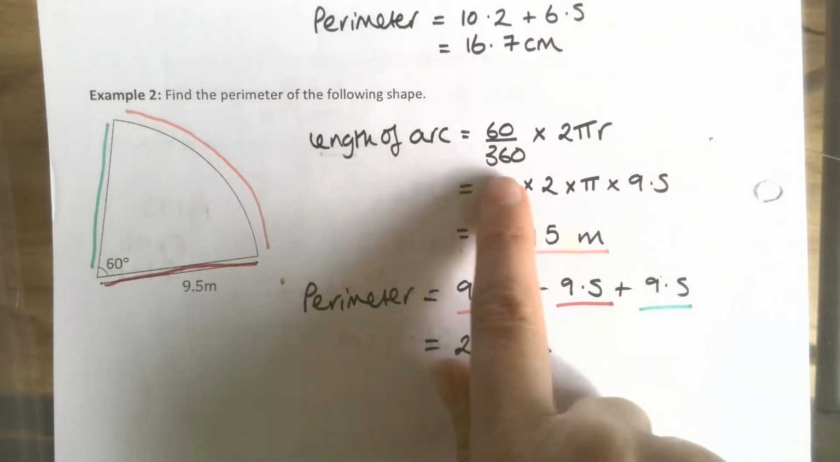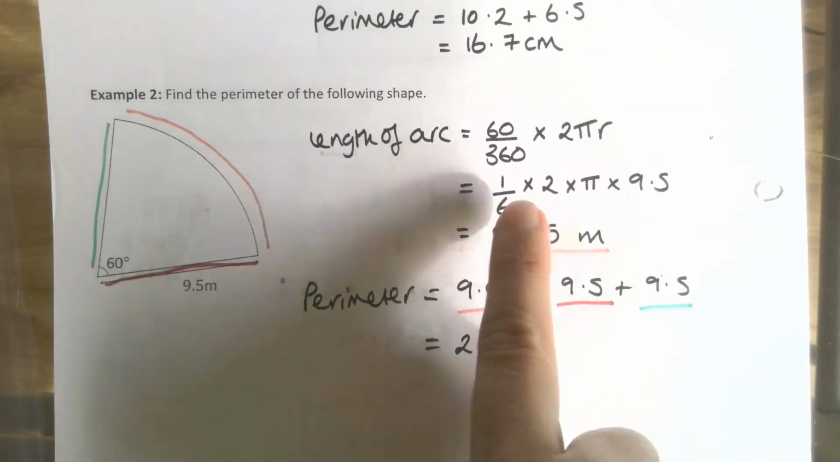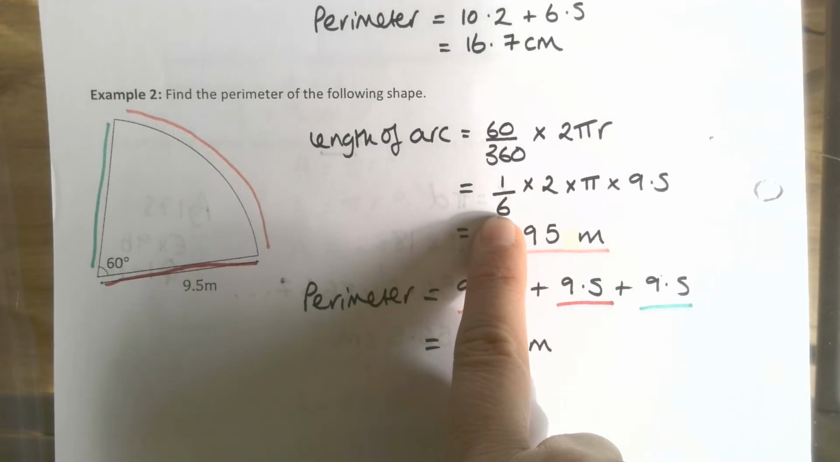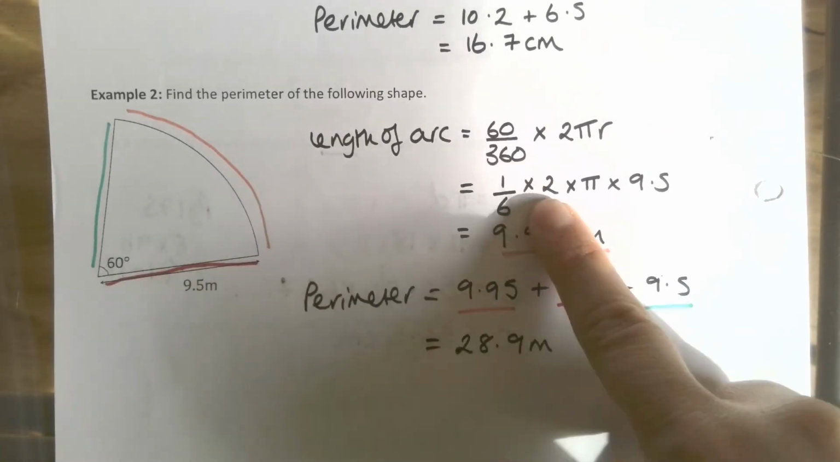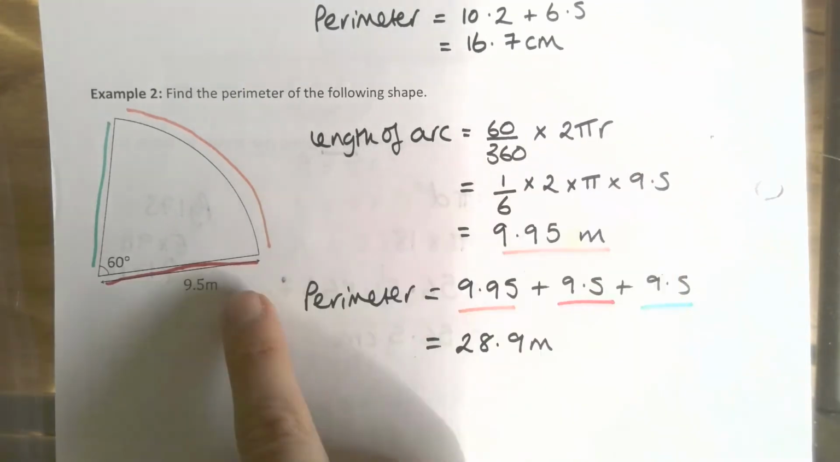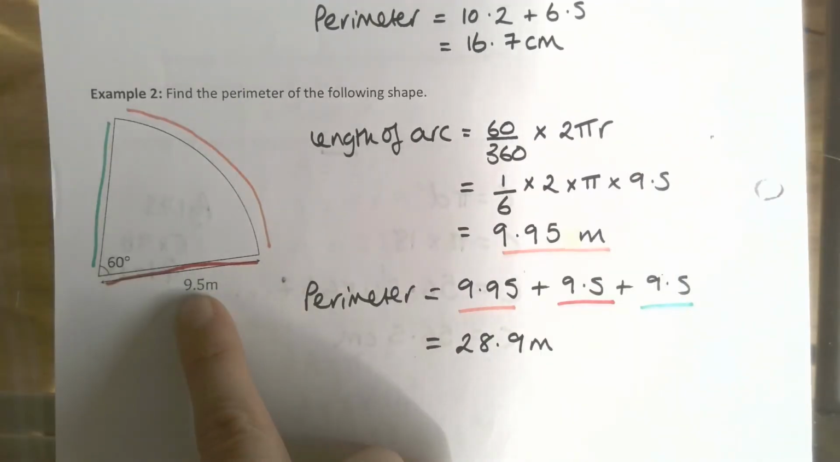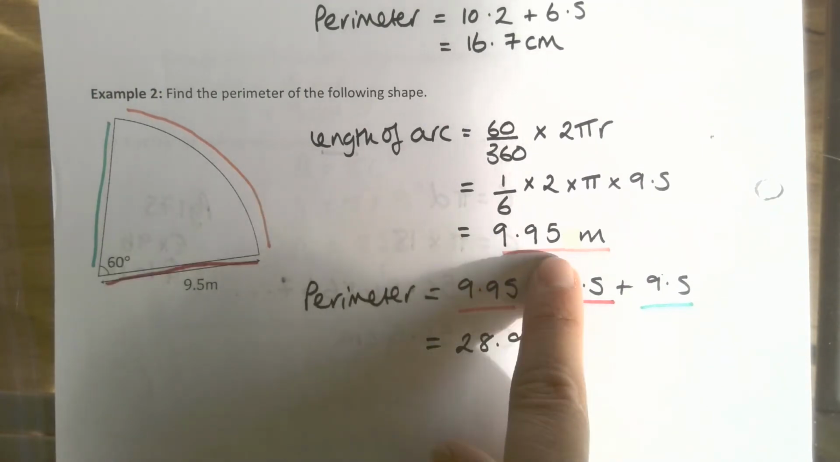So again, I've simplified going from here to here. You don't have to, because you're going to be typing this into your calculator anyway, and you can just leave it like this. So anyway, I simplified here, multiplied by 2, multiplied by pi, multiplied by the radius, which is 9.5, and I've got that from over here. So that got us 9.95 meters.